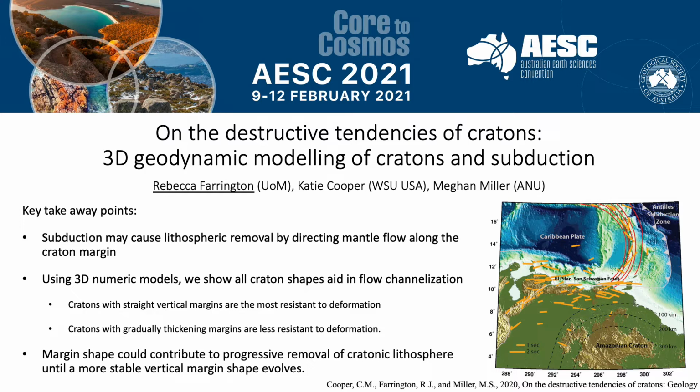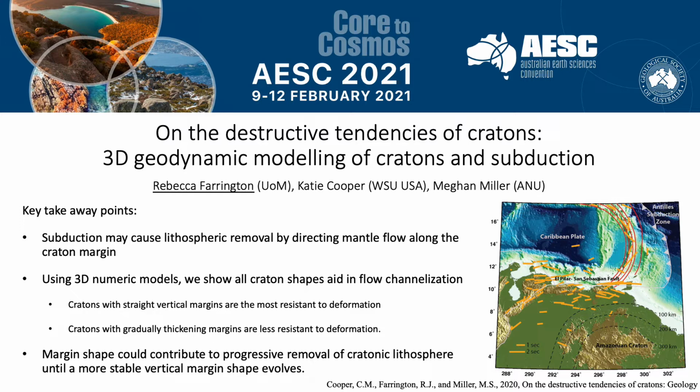You can see that we're looking at the Caribbean plate and the Amazonian craton, as well as the Antilles subduction zone. So the red lines there at the Antilles subduction zone show the subducting slab at depth. We can see that the Amazonian craton is progressively thickening to the south, and those yellow bars show the seismic anisotropy observed at depth within the mantle. So the seismic anisotropy orientation can be used to observe mantle flow direction. Okay, I'll be referring to this figure in successive slides.